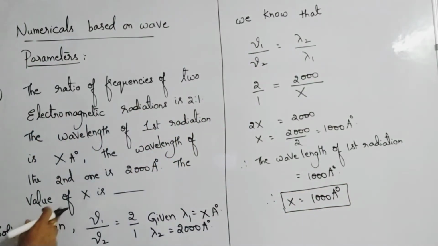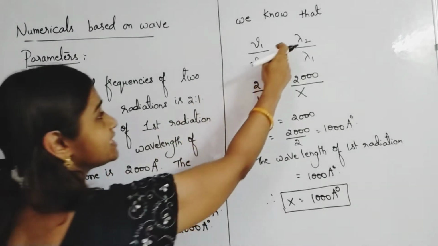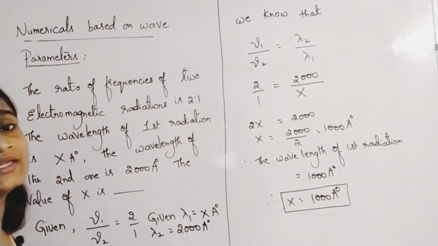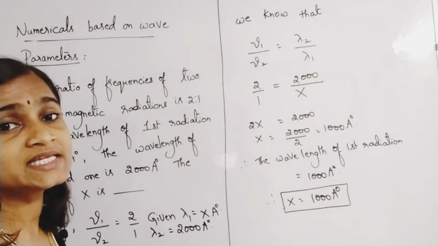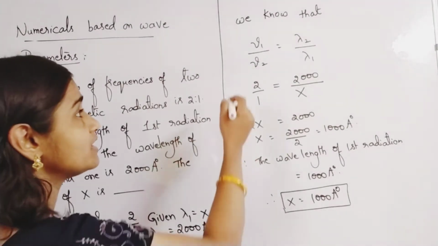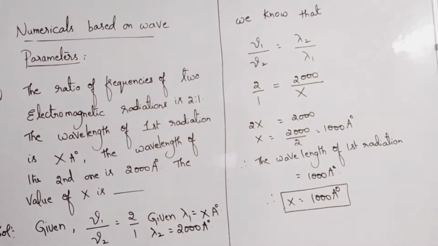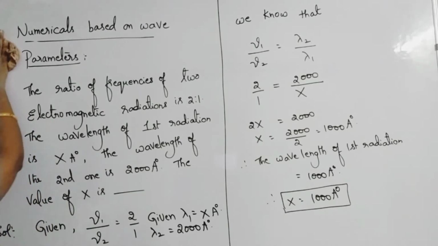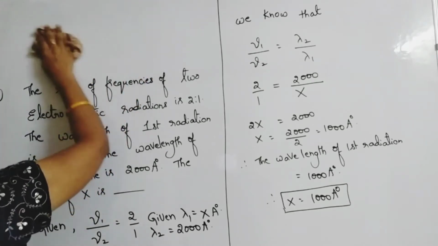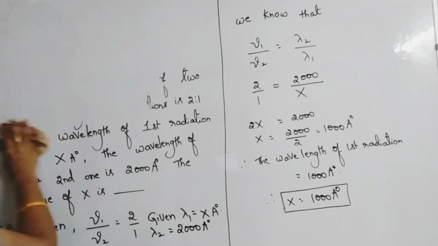So if frequencies are given, they will ask us to find wavelengths. Frequencies and wavelengths are inversely proportional to each other, so lambda 2 by lambda 1 is equal to nu 1 by nu 2. Please take down that problem. If possible, pause the video and note down whatever is being written by your teacher. Now I am going to rub this side. We'll go for the second question.